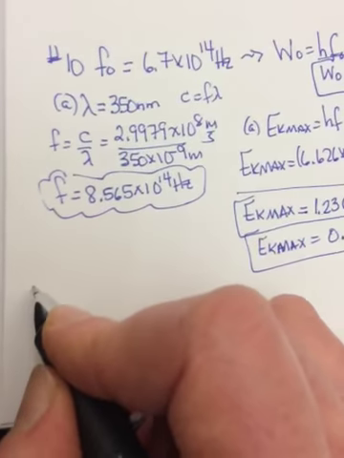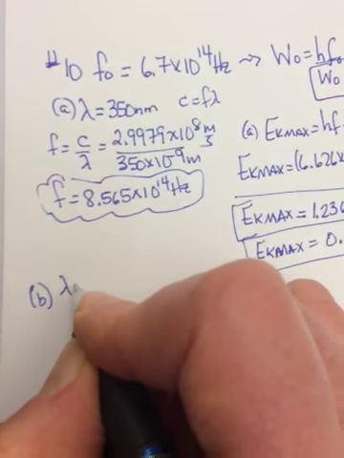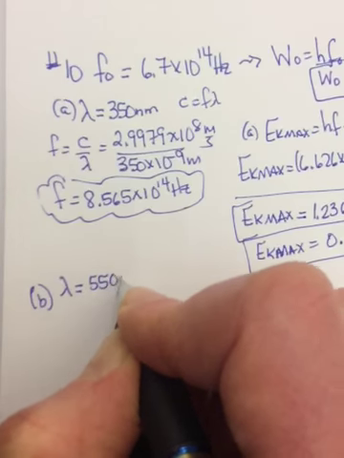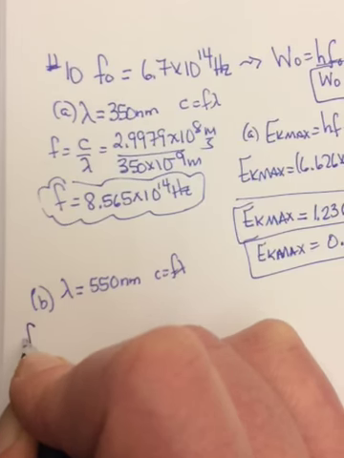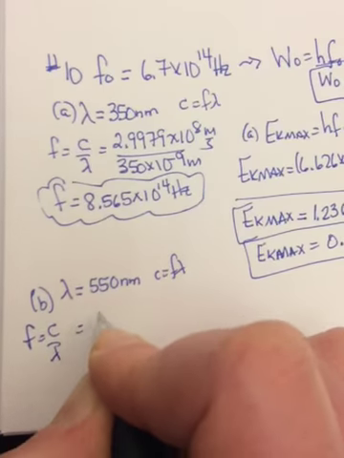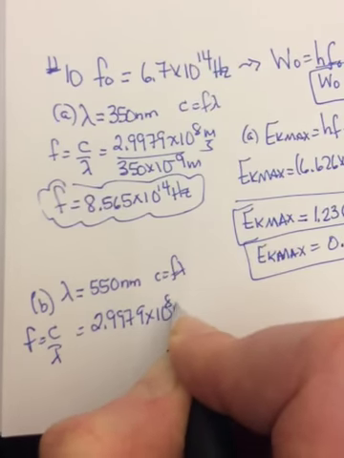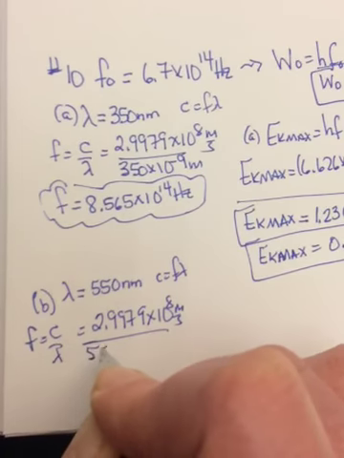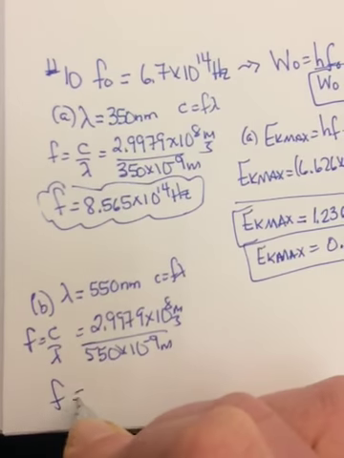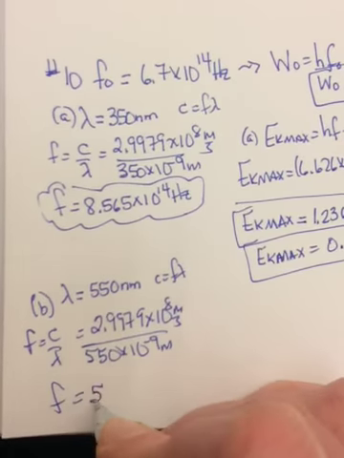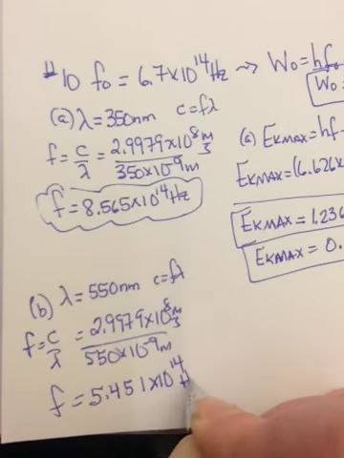All right, there's a part B that says the wavelength of the light being shone in now is 550 nanometers. So again, C equaling F lambda. F will equal C over lambda. So 2.9979 times 10 to the 8th meters per second divided by 550 times 10 to the negative 9 meters. You will get a frequency of 5.451 times 10 to the 14th hertz.